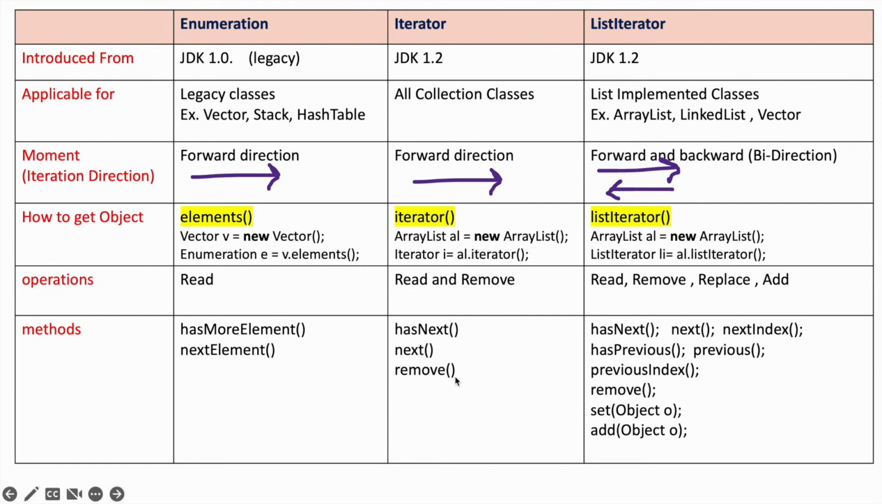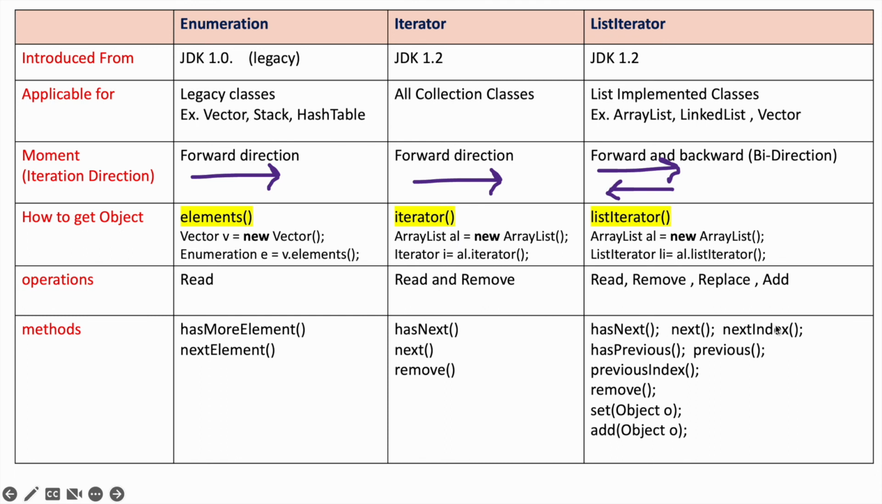Now the methods. The Enumeration interface has two methods to perform the read operation: hasMoreElements and nextElement. Iterator has three methods: hasNext, next and remove. By using hasNext and next, we can perform the iteration, and the remove method is used to perform the remove operation. And the ListIterator has 9 methods: hasNext, nextIndex.